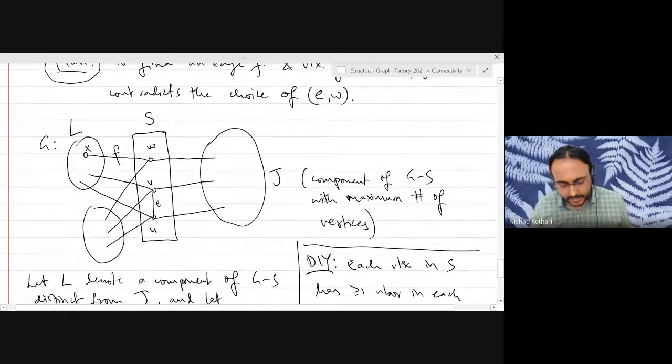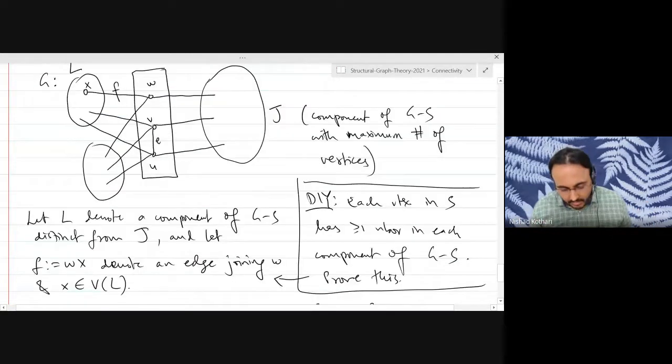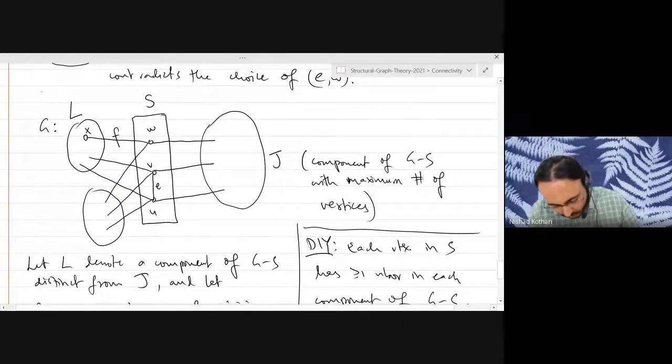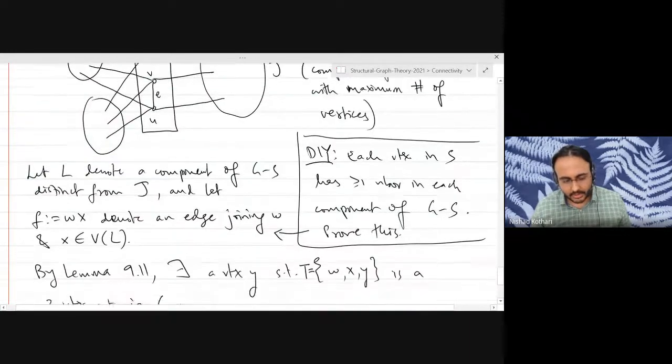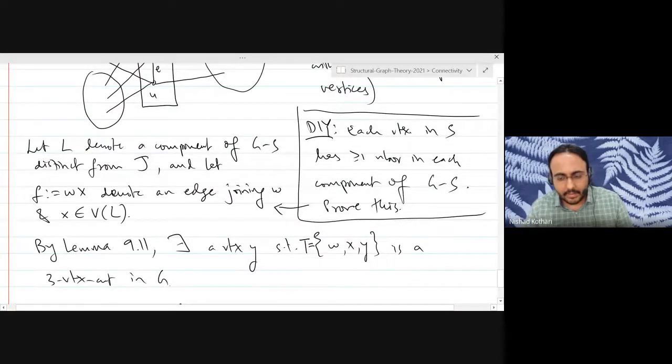And there was a certain strategy behind it, which I won't go through again. I hope you have all gone through the proof again. So we were at this point. This is the drawing you want to look at. We have the edge E, we have the vertex W, and we chose an edge F joining W to some component L, which is different from J, which is the biggest component, right? So that is our edge F. This edge is also not contractible by our hypothesis because no edge is contractible. So this edge, along with some vertex y, we will get a 3 vertex cut W, X, Y.